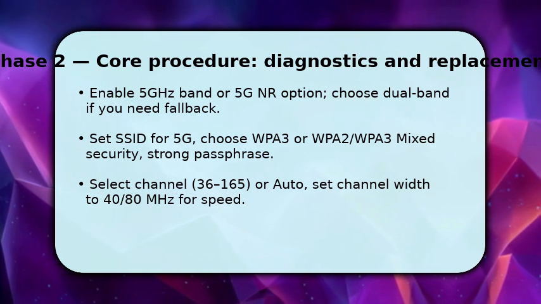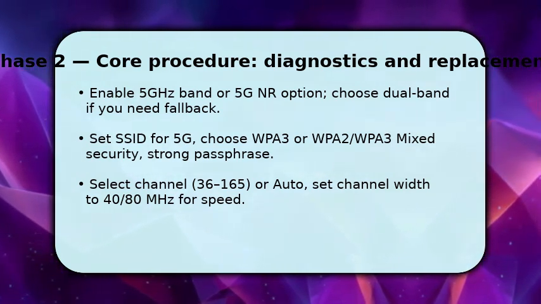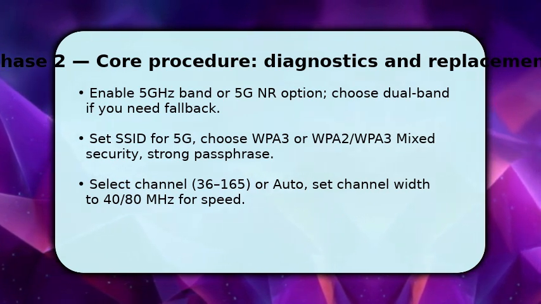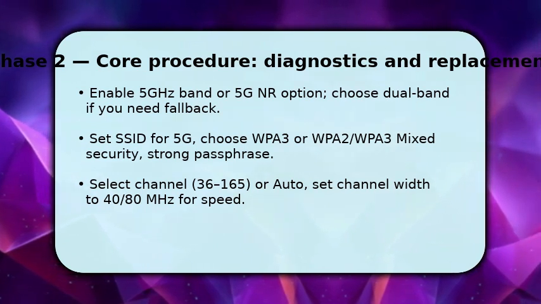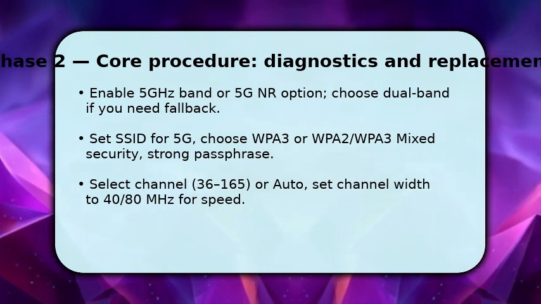Make sure to pick WPA3 or WPA2/WPA3 mixed security and a strong passphrase. This protects speed and devices. Finally, choose a high throughput channel and set channel width to 40 or 80 MHz. Save and apply changes, then reboot the router.